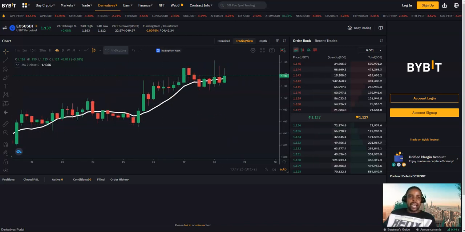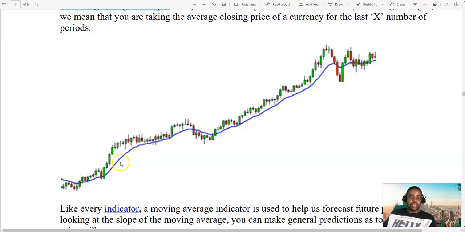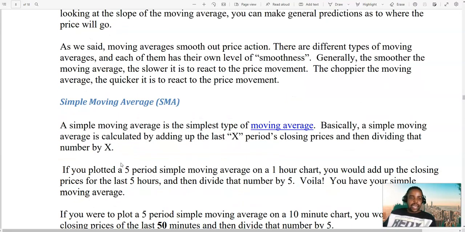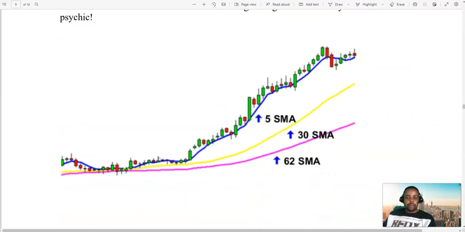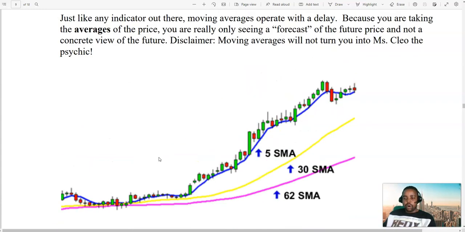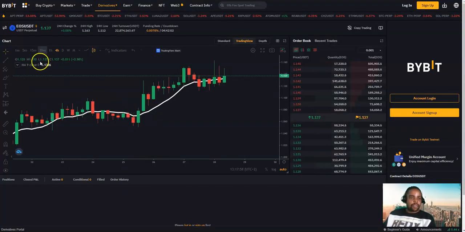There are various types of moving averages that have been put into place. There is the simple moving average, which is the simplest type of moving average. I will not go deep into it. That's one type. And you have exponential moving averages. But let us also talk about the periods before I move to exponential moving averages. Let me see what period I have here. It says 9.